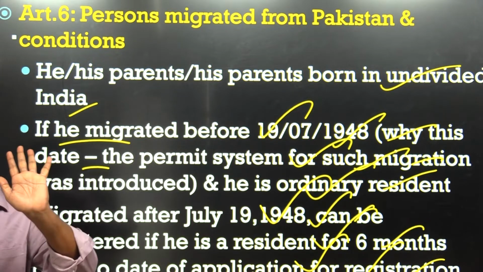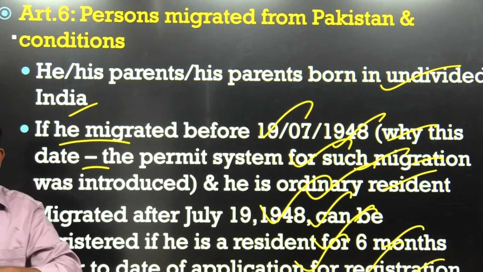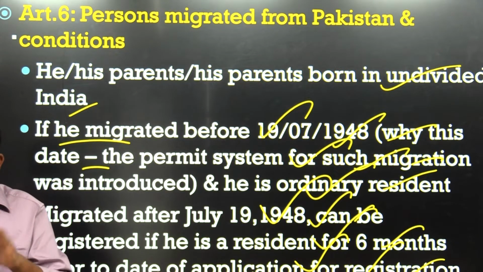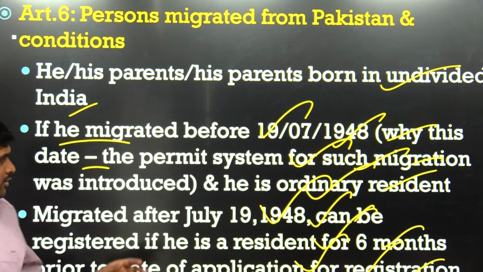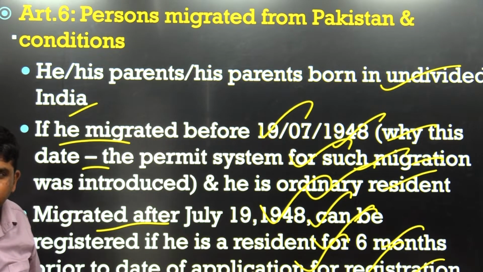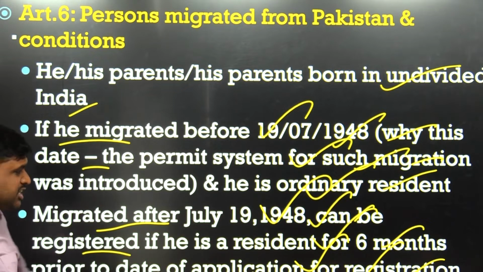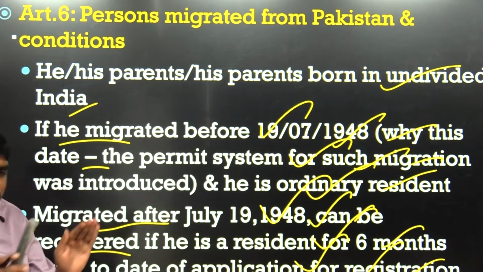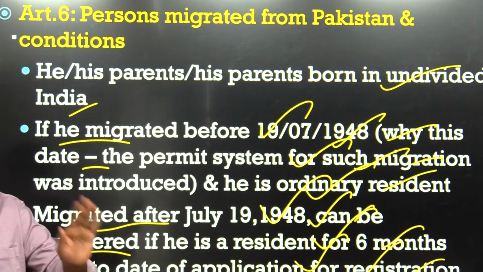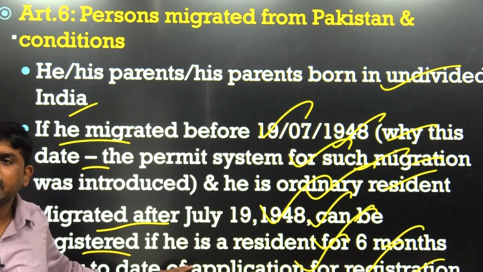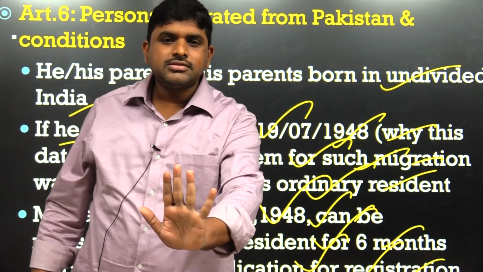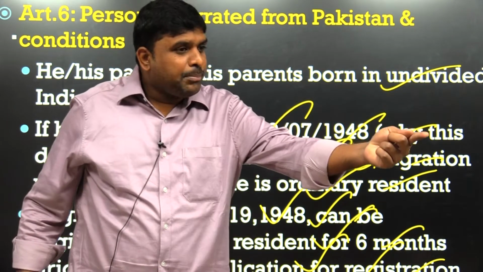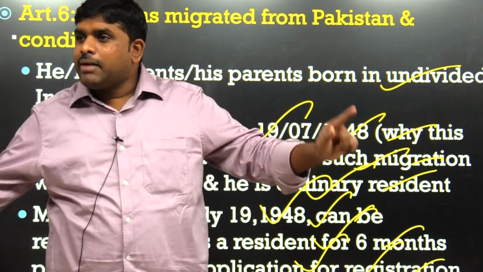Third, after I came, I faced some atrocities. I thought it would be good, I went to Pakistan, but I don't like Pakistan, now I came to India. Then there should be some solution. Migrated after 19th July 1948 can be registered if he is a resident for 6 months prior to the date of application, 6 months compulsory. Means after 19th July 1948 he came, then he had to stay in India for 6 months. After 6 months he has to apply, showing that for the last 6 months I am staying in India.